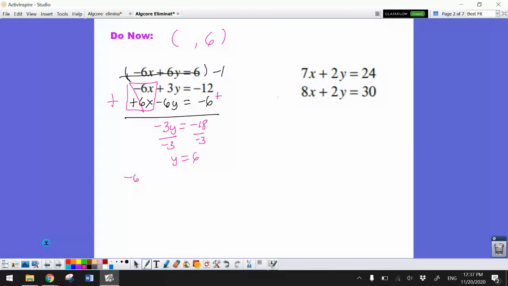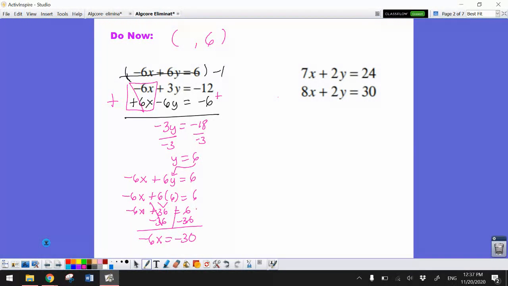Okay, and I am going to go ahead and pick the first equation again. And I'm going to drop in my 6. So -6x plus 6 times my 6 equals 6. So there's a lot of 6's there. So -6x, 6 times 6 is 36. I'm going to subtract my 36. So I have -6x equals a -30.